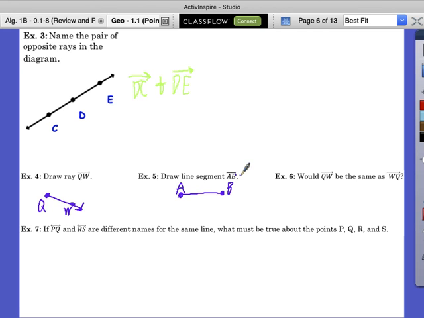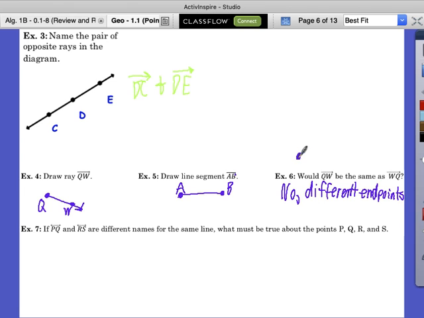What are you guys thinking? Does anyone have an idea on whether or not that would be the same thing? Okay, Ryan, what are you thinking? No, and why not? Because the endpoint is Q on one of them, and it would be W on the other. Yeah, so they'd have different endpoints. They'd have different points in general.